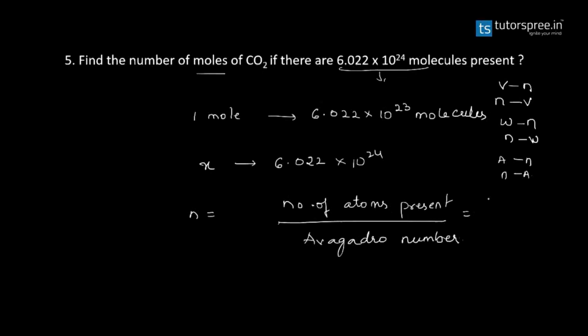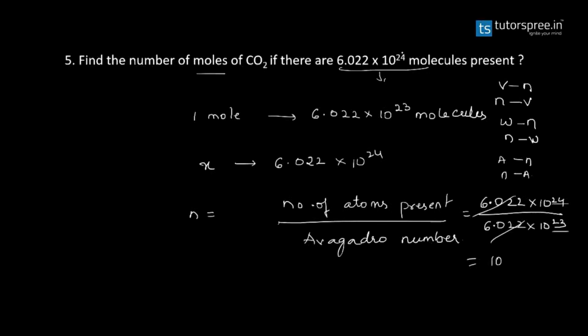So which will be equal to 6.022 into 10 to the power of 24 by Avogadro number, which is 6.022 into 10 to the power of 23. We get cancelled up and we get 10 as the answer, as 24 minus 23 is 1. So 10 to the power of 1 will be 10 again. So we have 10 moles of carbon dioxide.